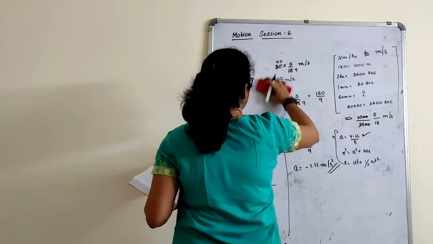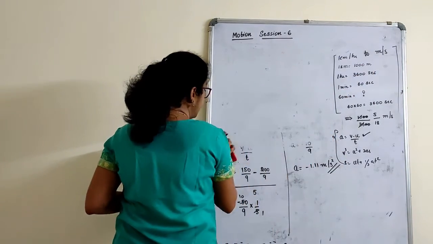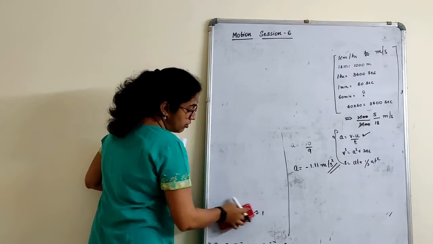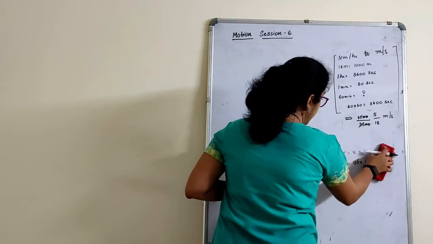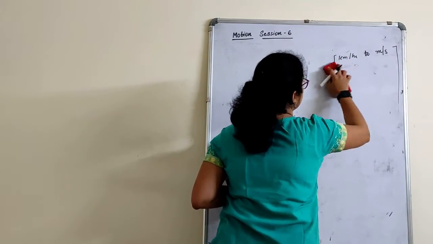Now next sum, anyway, if I have kilometers per hour, I will again not sit and do this. I will directly make that as 5 into 5 by 18. Remember that 5 by 18 always. And nobody will ask you how did you divide and why did you do that. It's a correct rule and the correct formula you can apply.